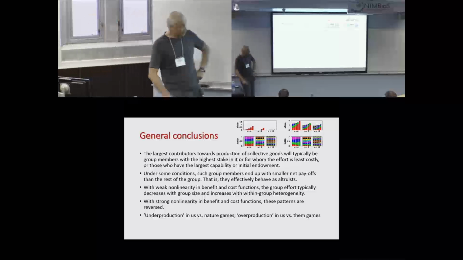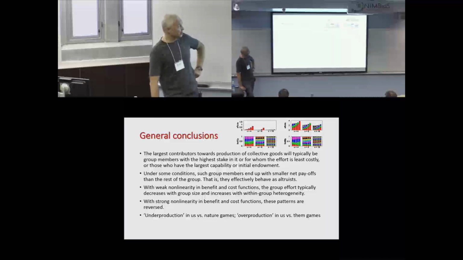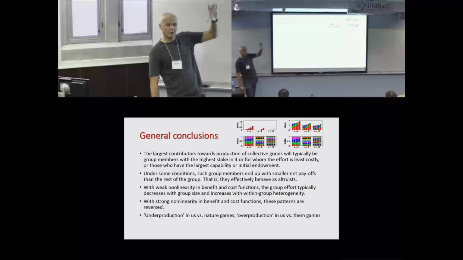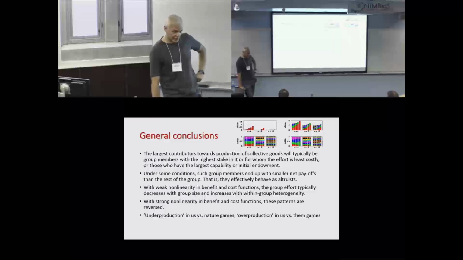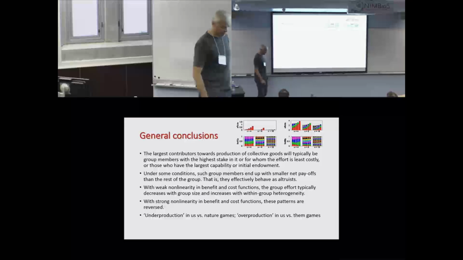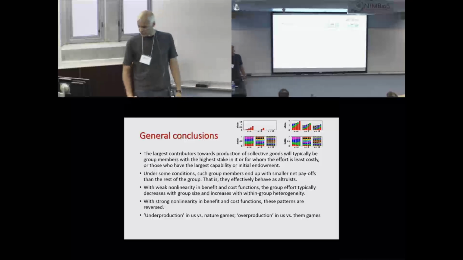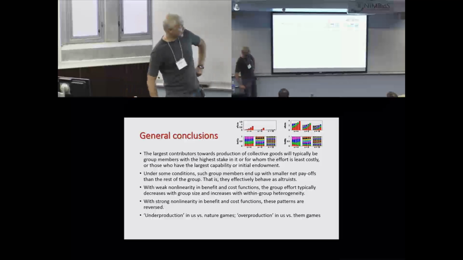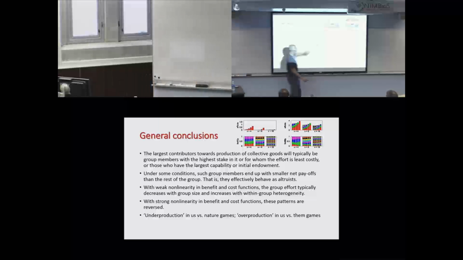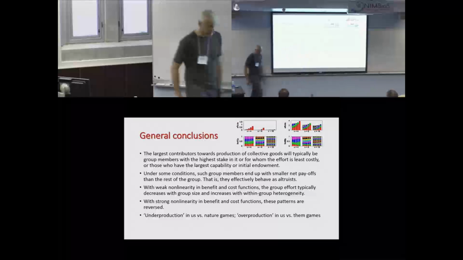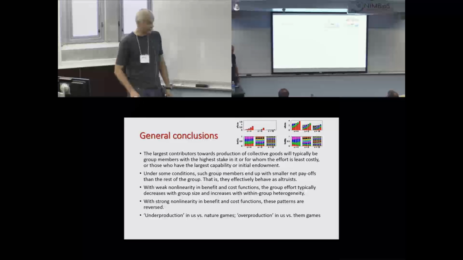So here are the general conclusions. The largest contributors towards the production of collective good will be individuals who are getting the highest share of the reward, who have the highest endowment, or those who have the smallest cost. Under some conditions, these individuals will actually end up with the smallest payoff. So they effectively sacrifice themselves for the benefit of the group.